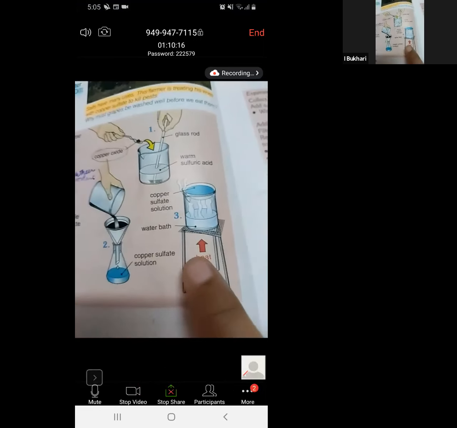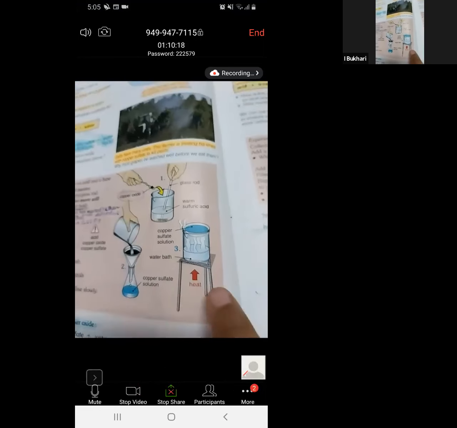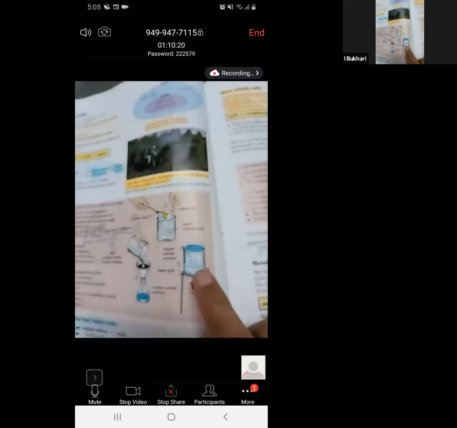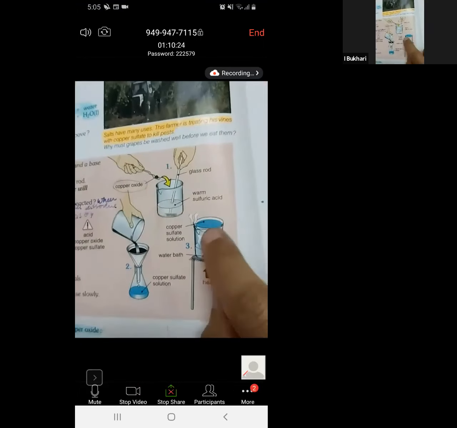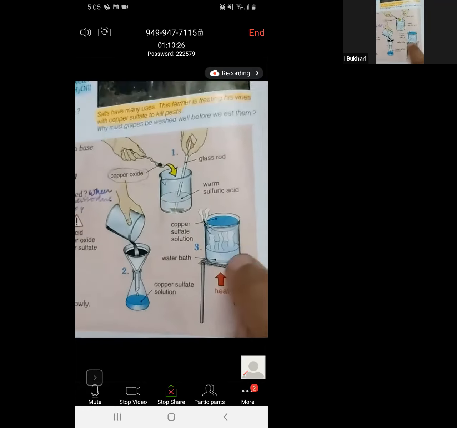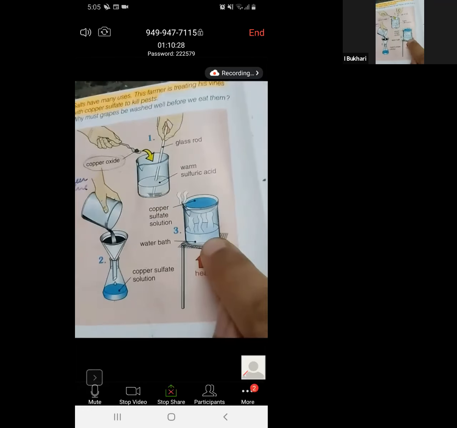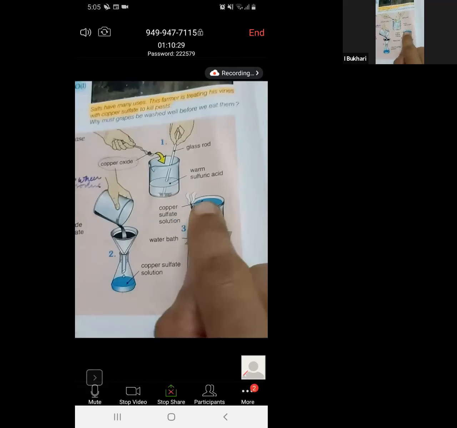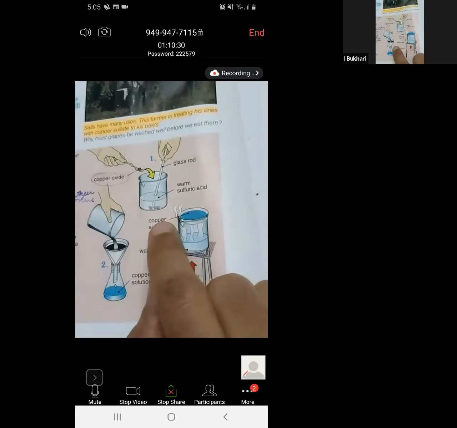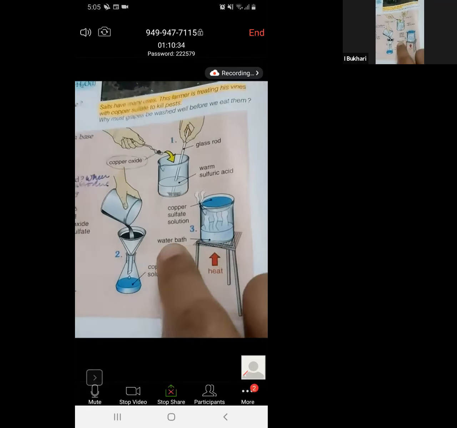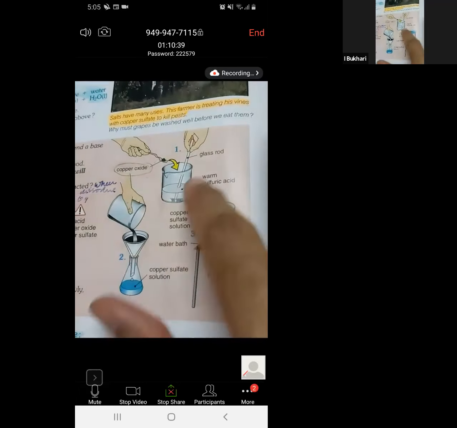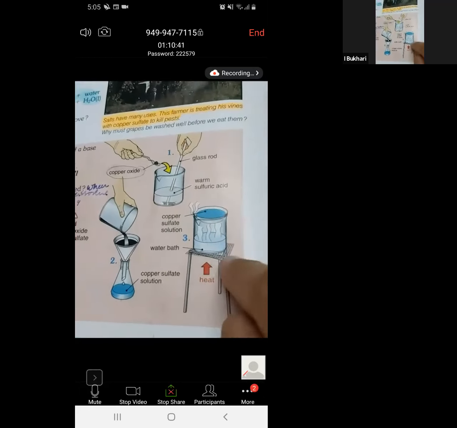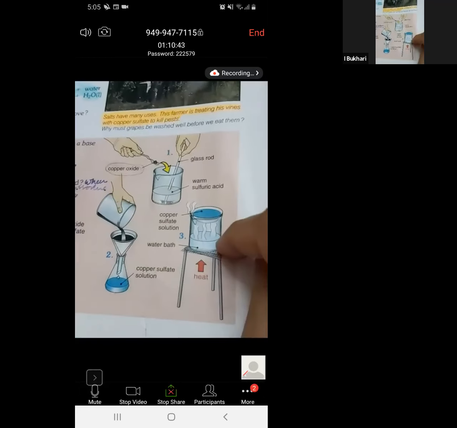Now remember, 1 mark for showing the source of heat, 1 mark for showing the tripod stand, 1 mark for showing the wire gauze, marks for showing the evaporating basin, marks for showing the water bath, and a mark for labeling the copper or whatever your salt is. Label this as water bath, label this as tripod. All these will carry marks. So remember, your diagram should be this, okay?